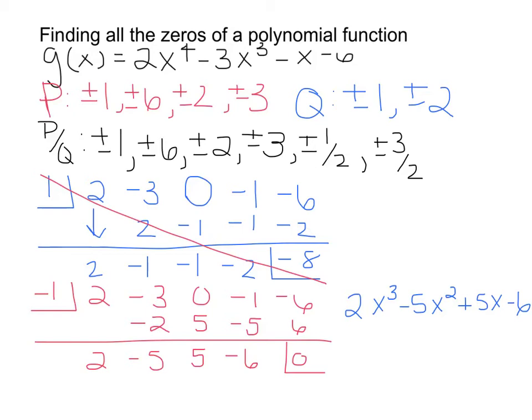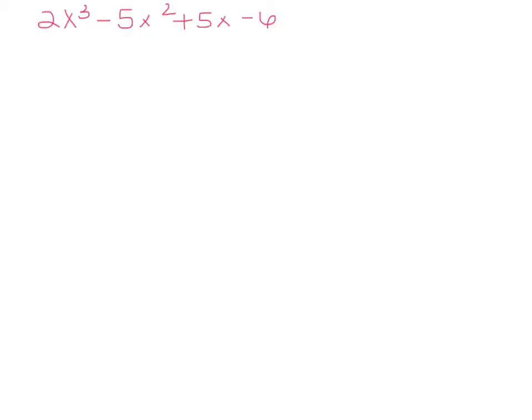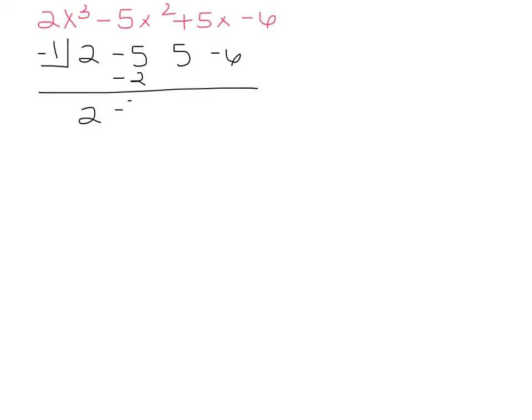And we're going to try another one of our numbers, and remember, negative 1 could work another time, or it could be another number. So you might want to start by trying negative 1 again to see if it's a multiple root. So 2, negative 5, 5, and negative 6. Bring down the 2. Negative 2, negative 7, positive 7. I don't think that's getting me anywhere close to positive 6 to make it cancel out.